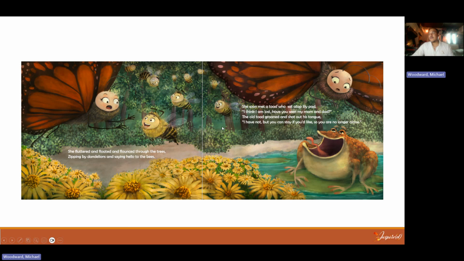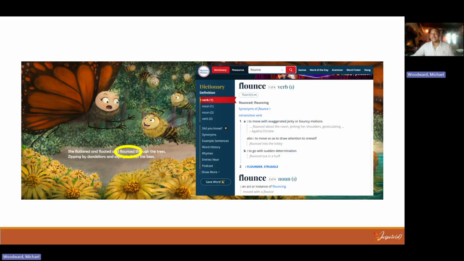So when we think of one of our first vocabulary words, flounced. "She fluttered and floated and flounced through the trees, zipping by dandelions and saying hello to the bees." So I've got our vocab word explicitly. Hey, we found it. Here it is. I would stop reading. I would read this page. I'd probably read the whole spread. And then I'd ask, did anyone hear the vocab word? Just to make sure we were listening. And do we remember what the vocab word is? And once we've identified it, then we define it.